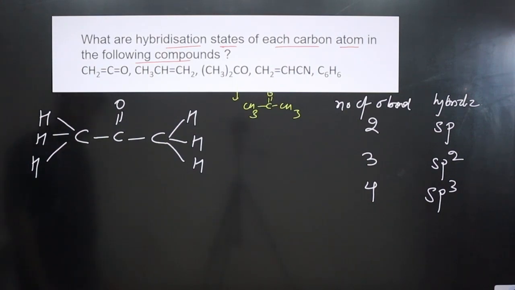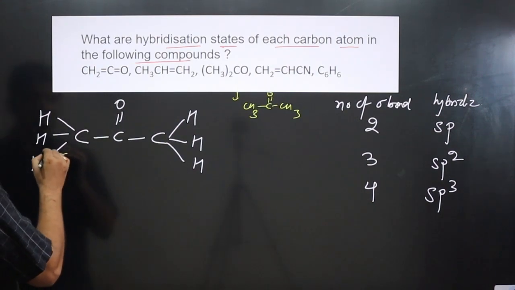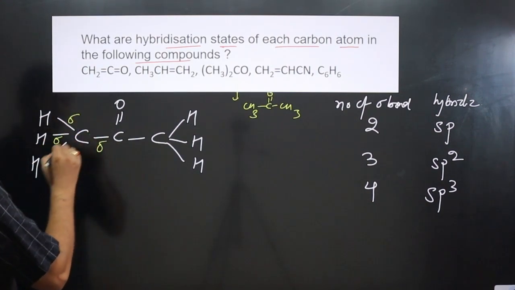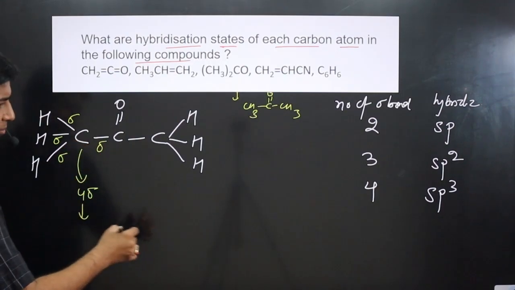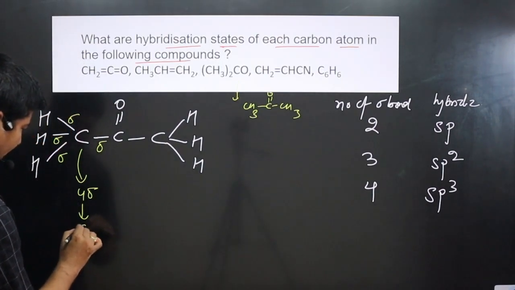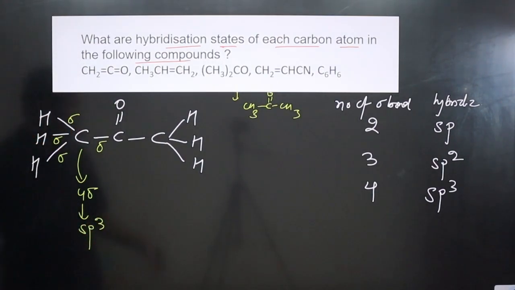Now find out the number of sigma bonds. You can see a single bond is always a sigma bond, and this is also a sigma bond. Hence you can see this carbon is forming 4 sigma bonds, and based on this information it is sp3 hybridized.